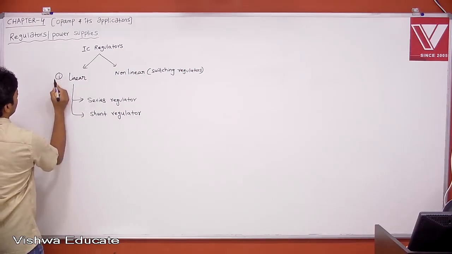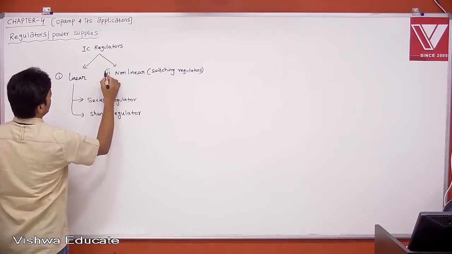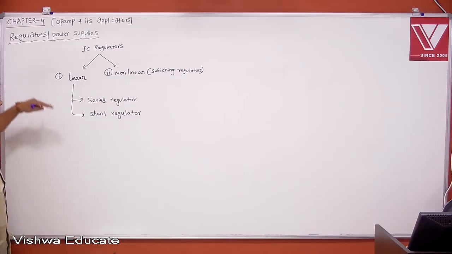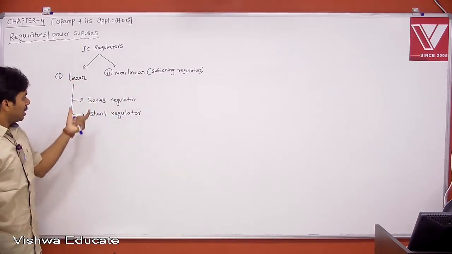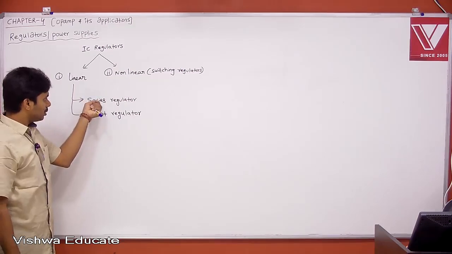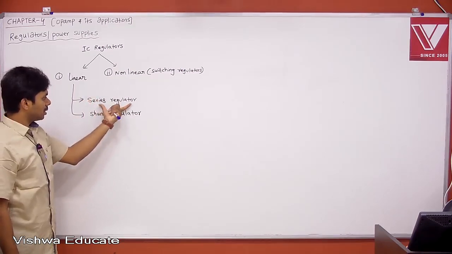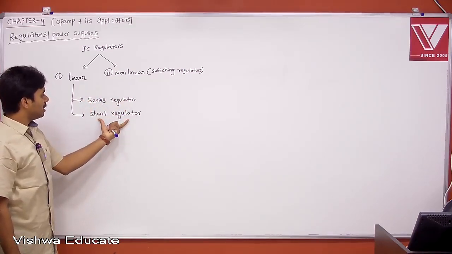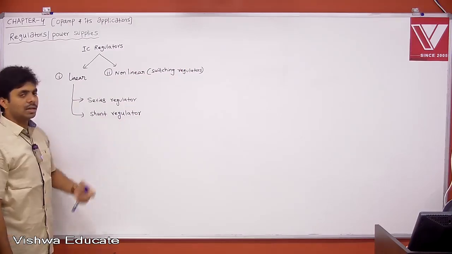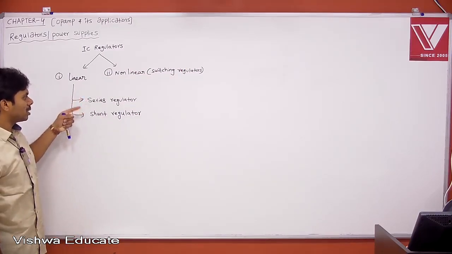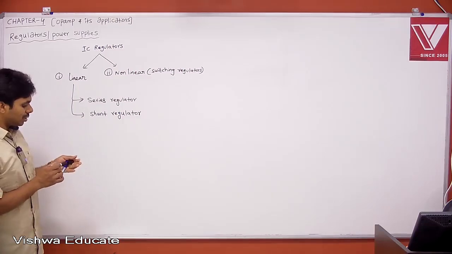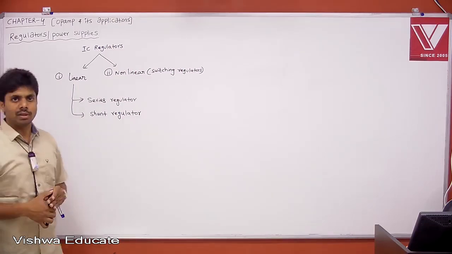Why is it called a series regulator? That depends on the control element. Ultimately, the control element is the one which is controlling your output voltage. If the control element is in series between input and output, that is called a series regulator. If the control element is in shunt, that is called a shunt regulator. Therefore, I am going to explain the series regulator and shunt regulator block diagrams, and we will see the circuits, then we will solve the problems. With that, it is over.